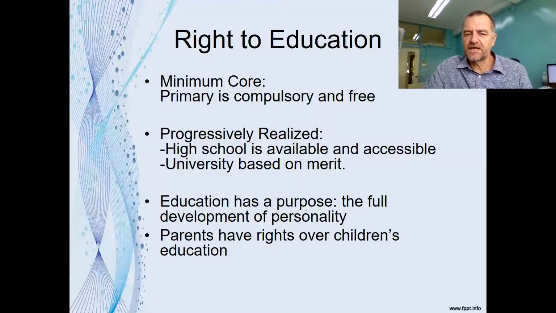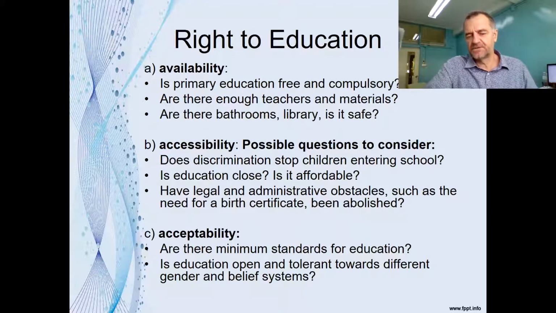But then looking at the standards, the 4A model, and this is a bit to go through, but just kind of quickly, we say, is it available? Is primary education free and compulsory? Are there enough teachers and materials? And does the school have the necessary features to ensure that it's available for kids? And that includes bathrooms, or bathrooms for girls, or a library, or books, or is it going to be safe? All these are kind of elements of availability. Is there just enough schools there or spaces in that school so a kid can go?